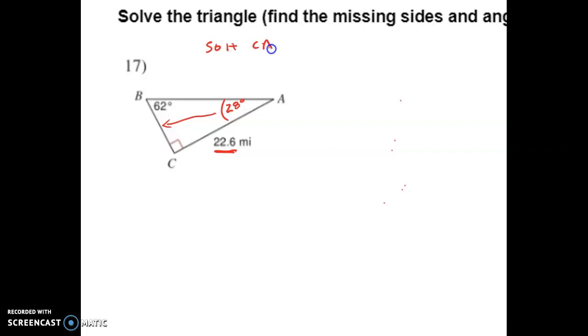I've got SOHCAHTOA. It helps me remember which function to use. I have the adjacent and the opposite, so the tangent function is the function that relates the adjacent to the opposite. So I've got tangent of the 28-degree angle is equal to the opposite, which is BC, over 22.6. I solve for BC by multiplying by 22.6 on both sides.